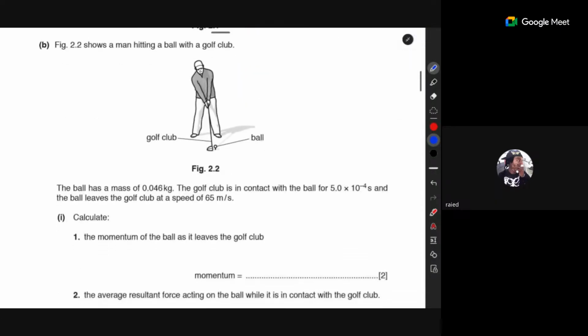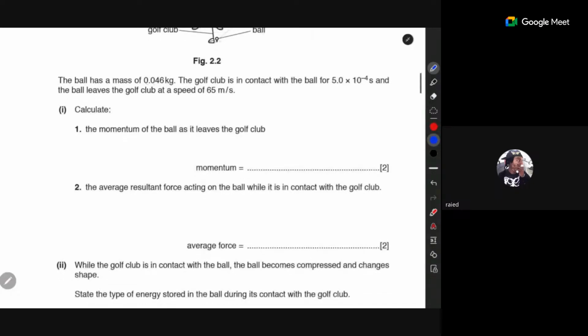Now the question is: figure 2.2 shows a man hitting a ball with a golf club. The ball has a mass of 0.046. What is the mass of this ball?